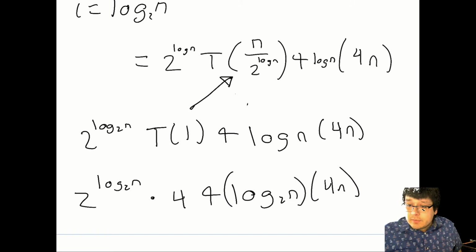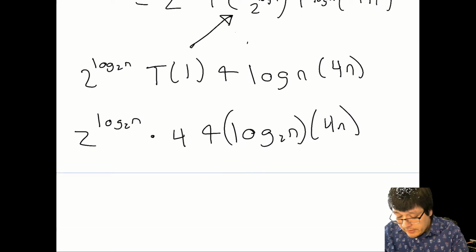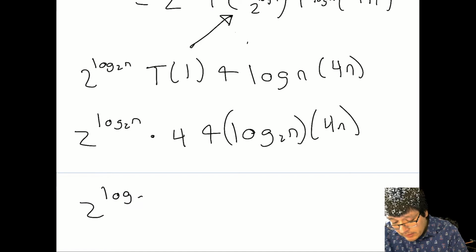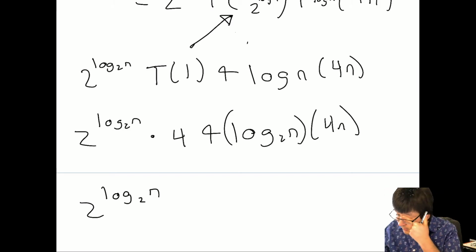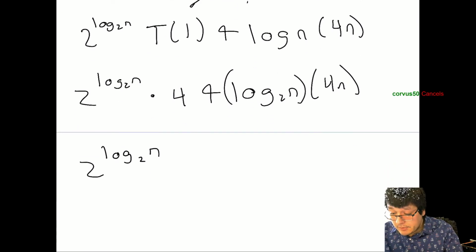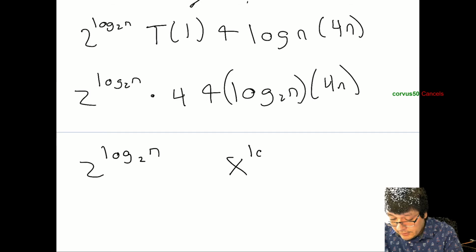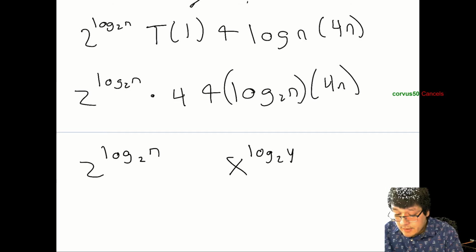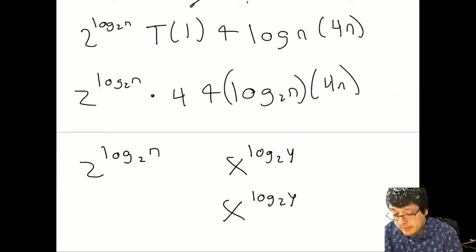Okay, so now we just have to simplify this. We're almost done. The only scary term, from a certain point of view, is the 2 to the power of log base 2 of n. But there's nothing to be afraid of if you remember the log properties. One of the log properties that we covered is, if you have something like x to the log base 2 of y, you can switch the y and the x. So you can basically make x to the log 2 of y become y to the log 2 of x.